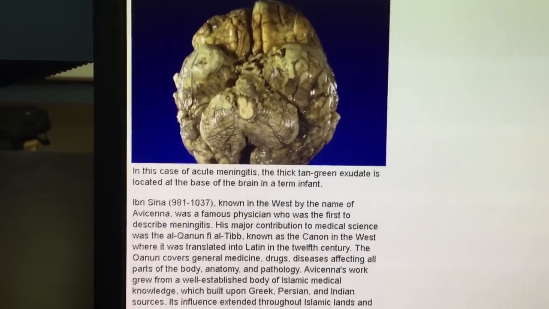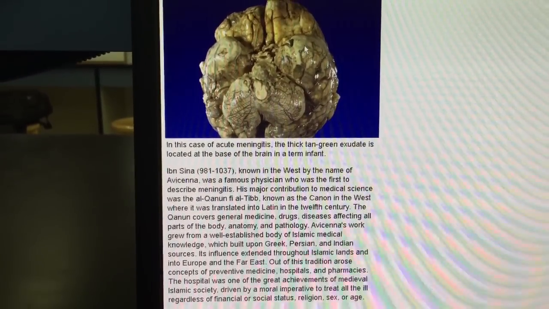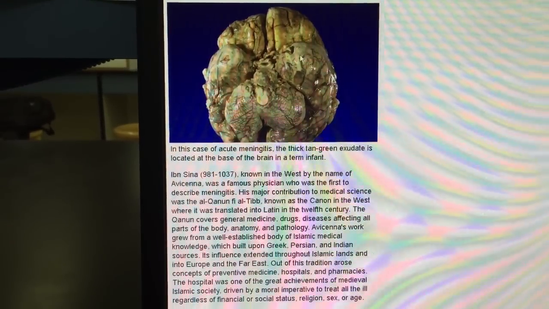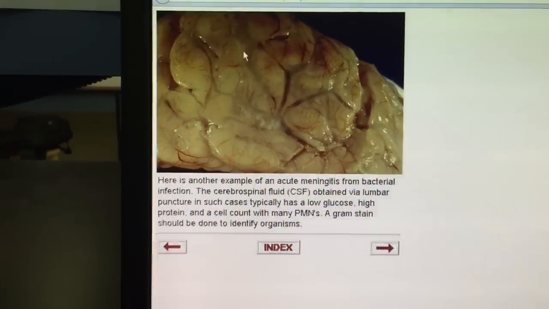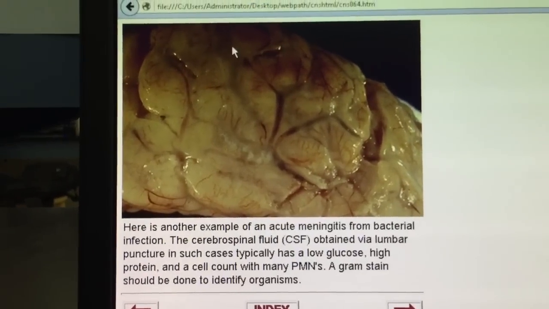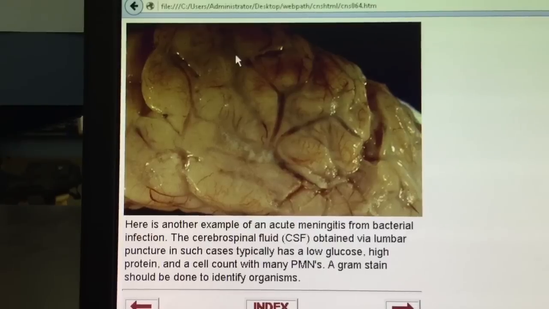Again, this is a case of acute meningitis. This tan-green exudate is seen here in the brain. Same picture as the previous one. This is an example of acute bacterial meningitis.